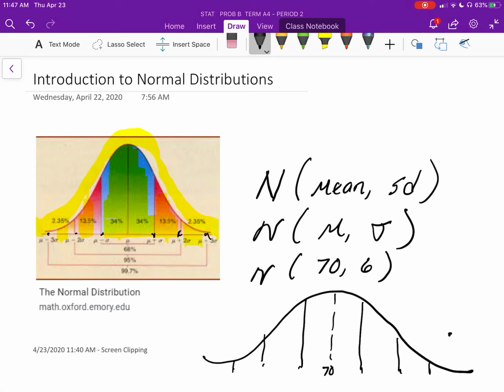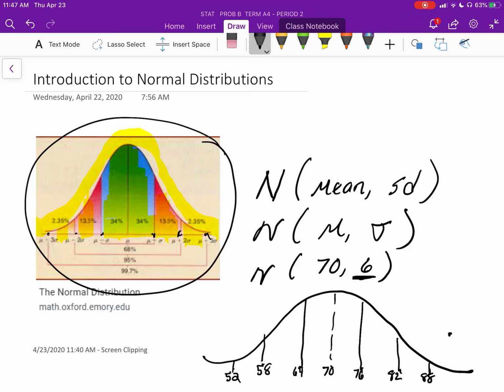And then if we wanted to figure out what those little marks are, we could just start adding this number here, 6. So this next one would be 76, 82, and then 88. And if I subtract 6, I'd be at 64, 58, and 52. And then the cool thing is now I can start to compare it to this normal curve, right?